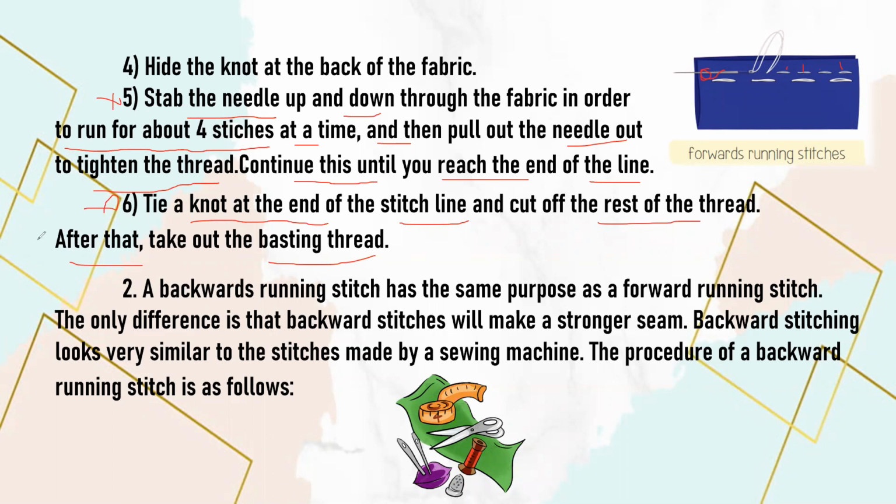Until how long we have to stitch, then we have to tie a knot, okay, and cut the rest of the thread. The remaining thread we are going to cut with the scissor. After that, take out the basting. So the basting we already made, right, that we are going to take out. All right, students, you understand that? This is what we call how we are going to do the forward stitch.